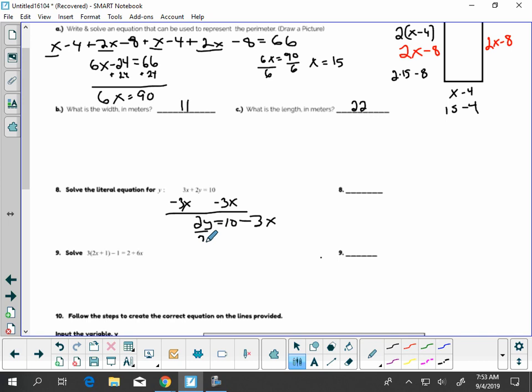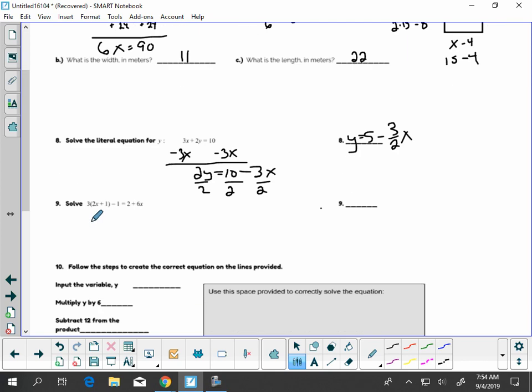You need to divide each term by 2. And that's going to give me y equals 5 minus 3 over 2 x. It's okay to have a fraction. All right.